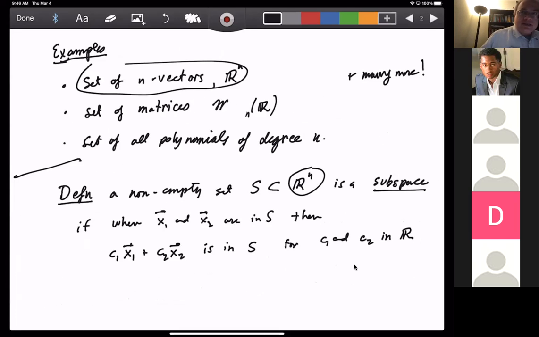Okay, any questions at this point so far? Okay. All right, does everyone have what they need off of this second page?